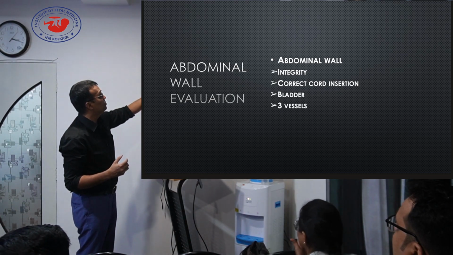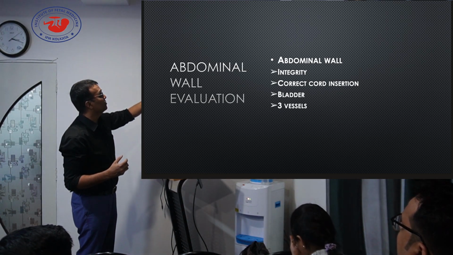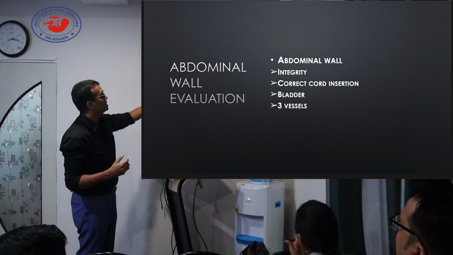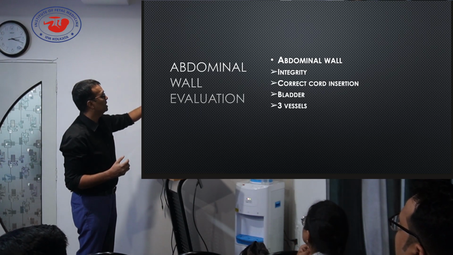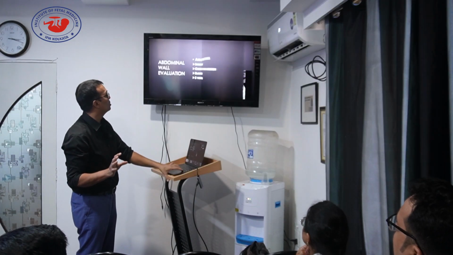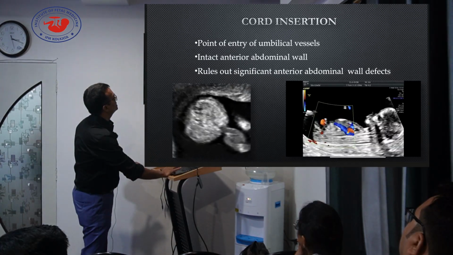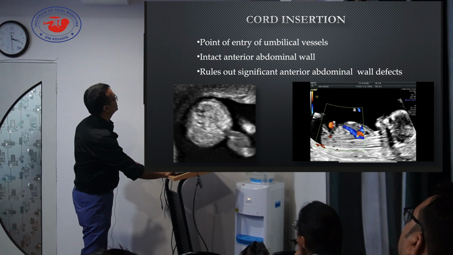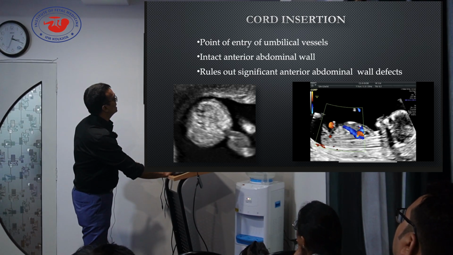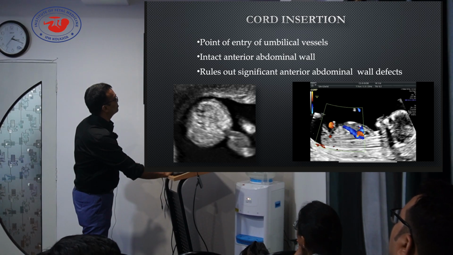So in the abdominal wall, what are the things we are looking for? Integrity, correct cord insertion, look at the bladder, and look at the three vessels. So we are looking at all of this. This is the region of the cord insertion. Always we have to document the region of the cord insertion in the axial plane and also in the sagittal plane.